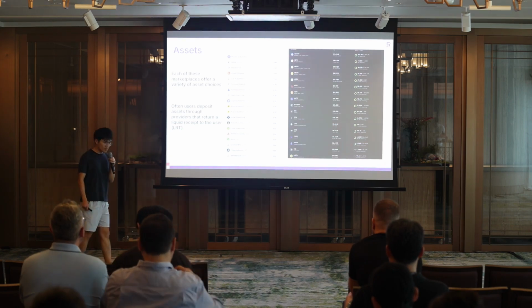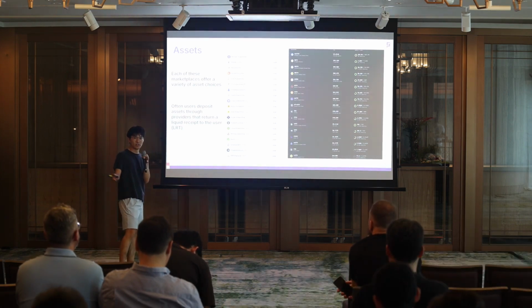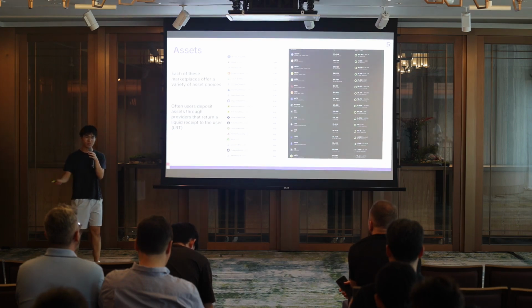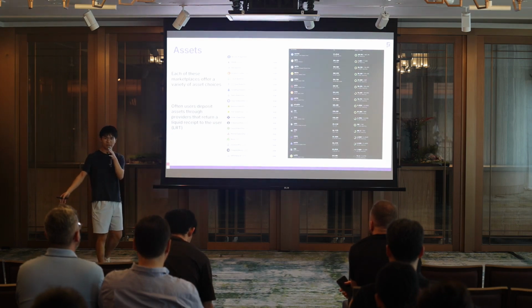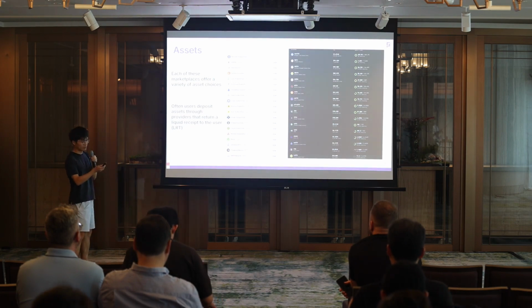Oftentimes, users deposit these assets through third-party providers that give back a liquid token in itself. This is what we call the LRT, or liquid restaking token. And the primary benefit of this is that it helps unlock that stake that would otherwise be locked in restaking.